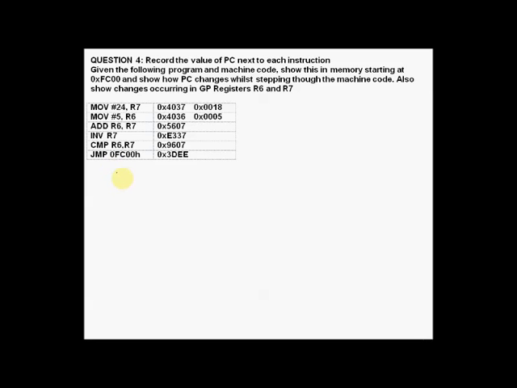So for this final question, what we're going to do is need to write where these instructions actually occur in memory, and that will tell us where our memory addresses are. So we're told our memory locations start at 0xFC00, so we need to count on from there. So 0xFC00, 0xFC02, 0xFC04, and so on.